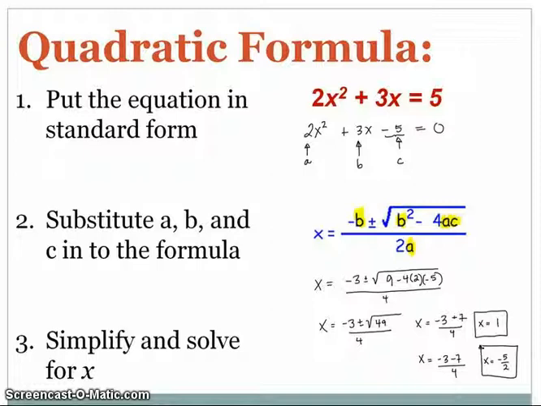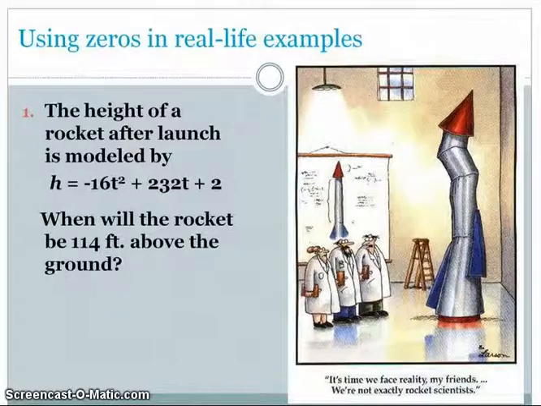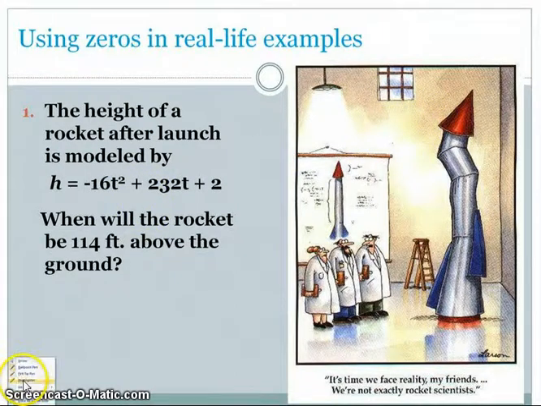Okay, now that we've looked at the quadratic formula, let's take a look at a problem like this. The height of a rocket after launch is modeled by this equation. I hope you notice that this equation is a quadratic, and I can tell it's a quadratic because the highest exponent here is 2. So this problem is asking me to find out when the rocket will be 114 above the ground.